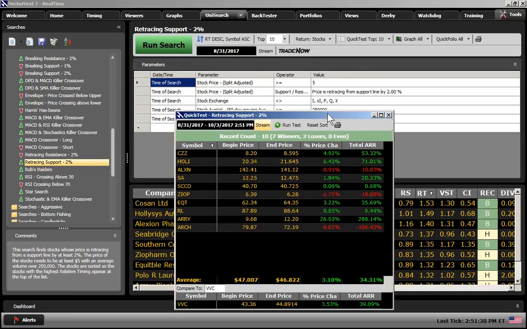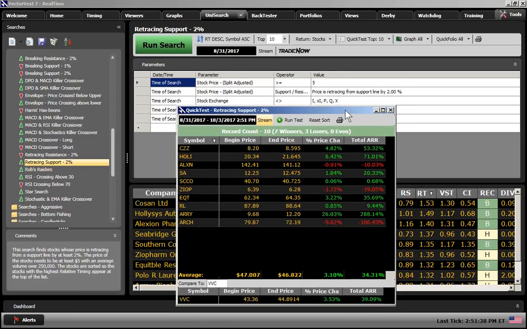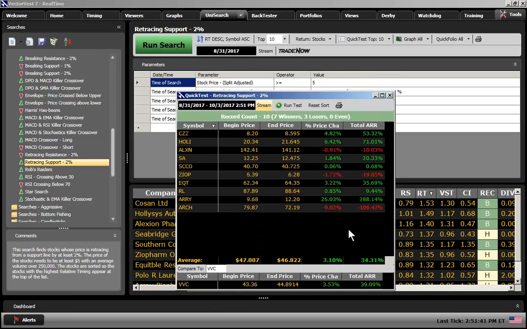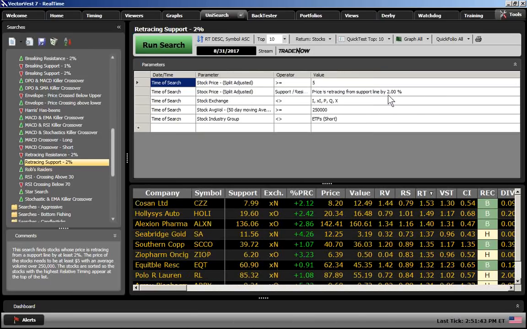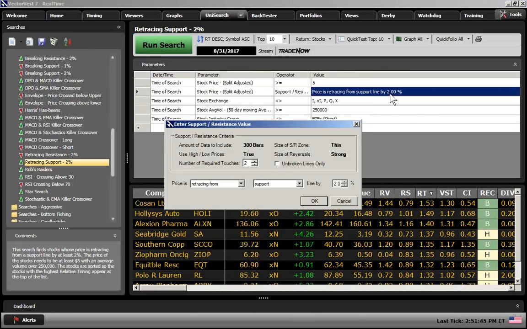Something I want you to see. Notice that we're looking at price retracing from support by 2%. That might be a lot. The stock might have made a 2% move from support. Let's do this. So this finished at 3.10%, right? I'm going to click on it, and I'm going to change that to 1%. Let's get in a little earlier.